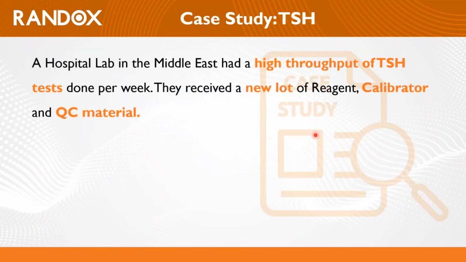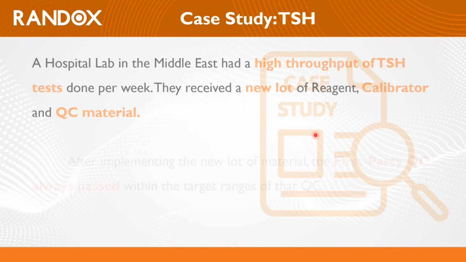Now, I have a case study here from a hospital in the Middle East that one of our sales staff actually saw. This hospital had a high throughput of TSH tests. TSH is the thyroid stimulating hormone. It's there to diagnose hypo and hyperthyroidism. Now, they received a new lot of reagent, calibrator, and QC material to run on the machine.